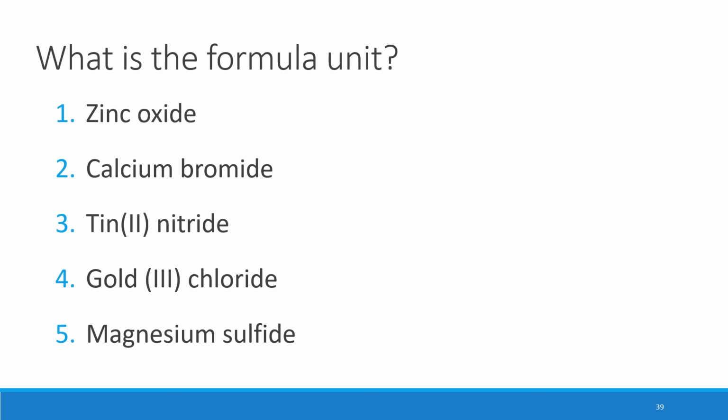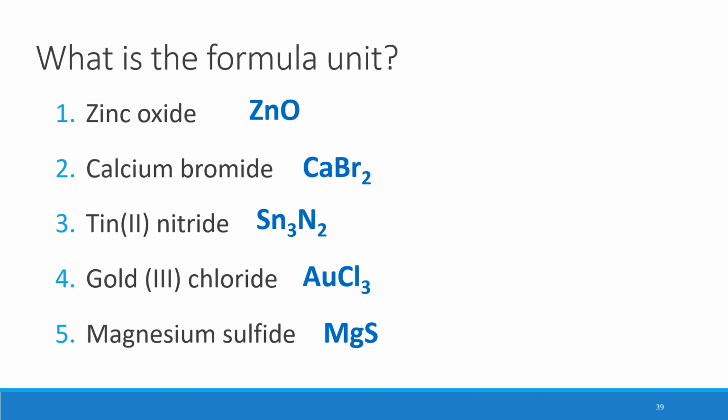And then, can you write the formula unit? Going back to the first thing we learned. And here are your answers. ZnO. Calcium bromide is CaBr2. Tin(II) nitride is Sn3N2. Gold(III) chloride, it's not on our ion list, but guess what? It has a Roman numeral, and so we know what its charge is. It's Au3+, and so our formula is AuCl3, and then magnesium sulfide.